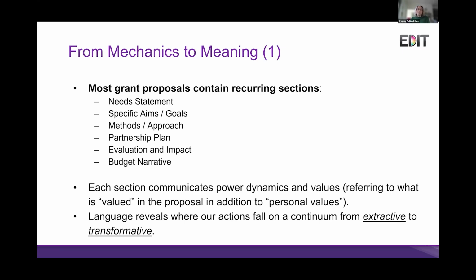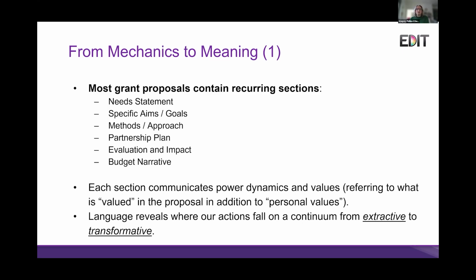How are you going to evaluate the project and see what its impact is on the communities you're interested in? And then obviously the budget narrative to say how you're going to be spending the money and what the money will be used to address the needs, to get through the aims, and to eventually show you have an impact on the health condition. Each of these sections has its own power dynamics and values.